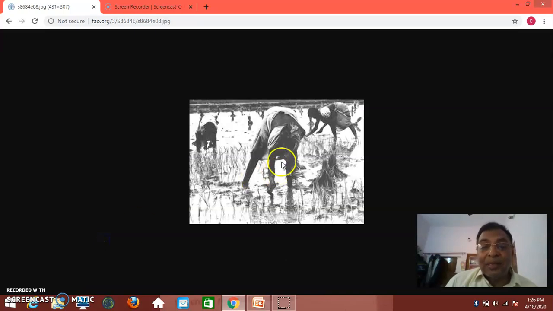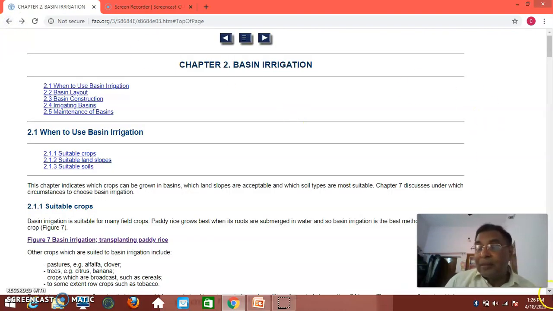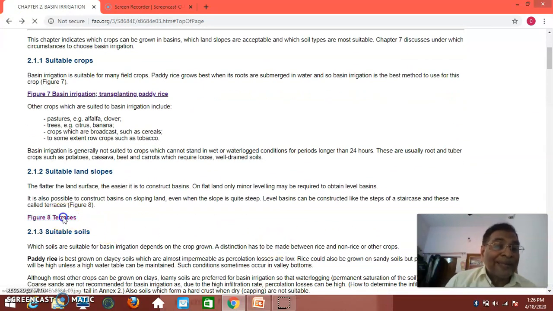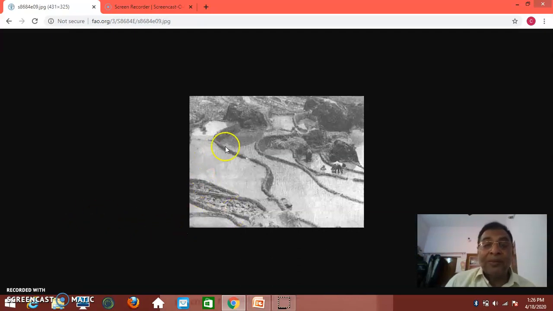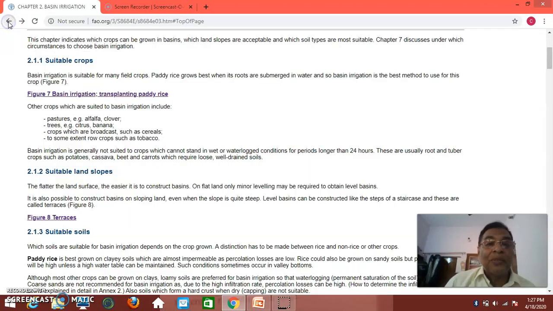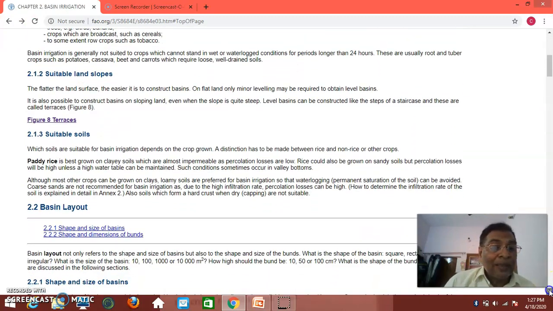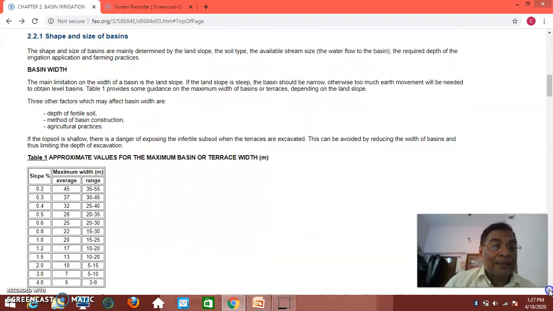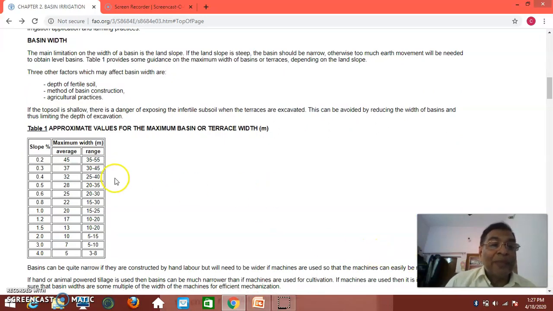This is how in a basin the rice is transplanted, and of course that we know. And then with respect to terraces, contour bunding and then terrace making is also one idea. Particularly why I am referring now is regarding this basin width, and then table 1 you can see, this is the slope of the land.